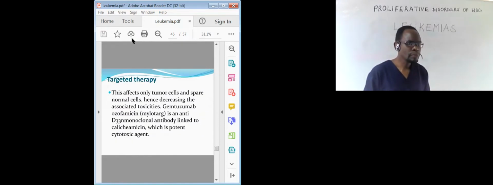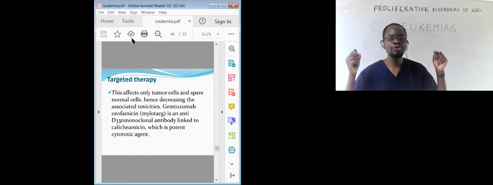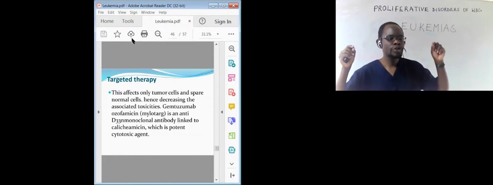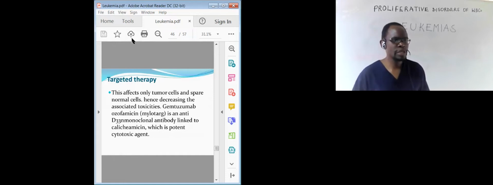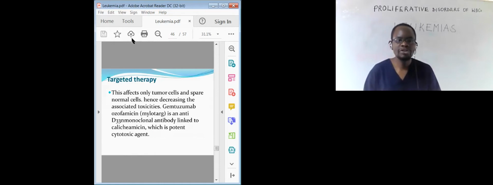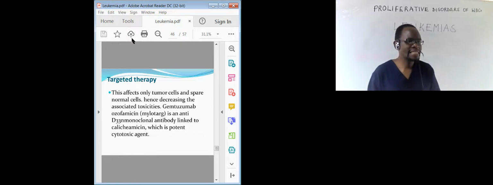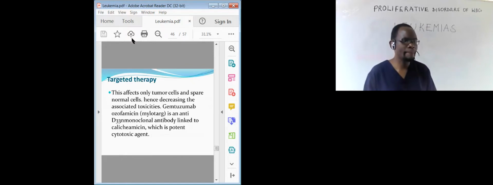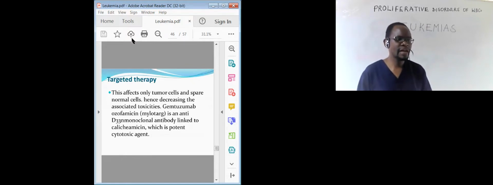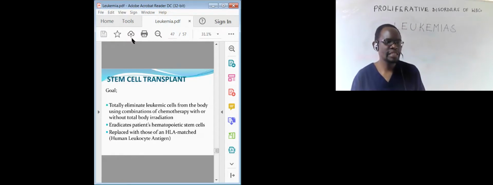Right? There's what we call targeted therapy. Basically, with targeted therapy, you want to target the actual cancer cells and spare the normal cells, and hence you're decreasing the toxicities and also the adverse effects of these medications. So drugs like gemtuzumab ozogamicin are basically given, and they are more specific and help in targeted therapy.